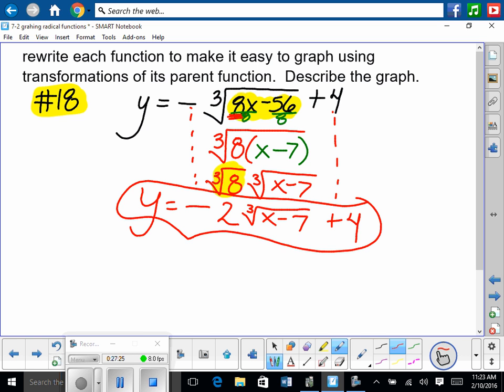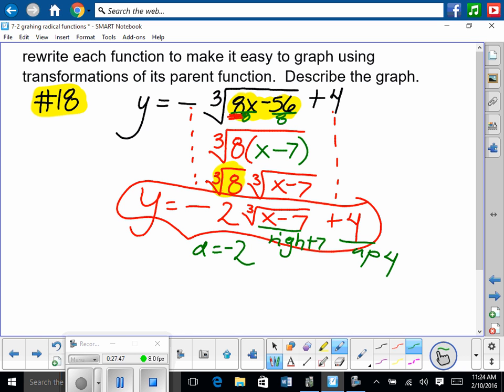We could graph that much easier than that. So our vertical stretch is negative 2. We're going to go right 7 and up 4. Shouldn't you combine the negative 2 and 4? Great question. You can't because this is multiplied to this. Good question.